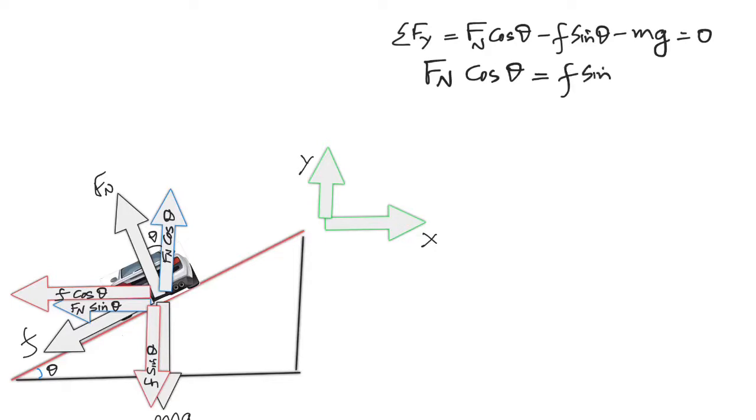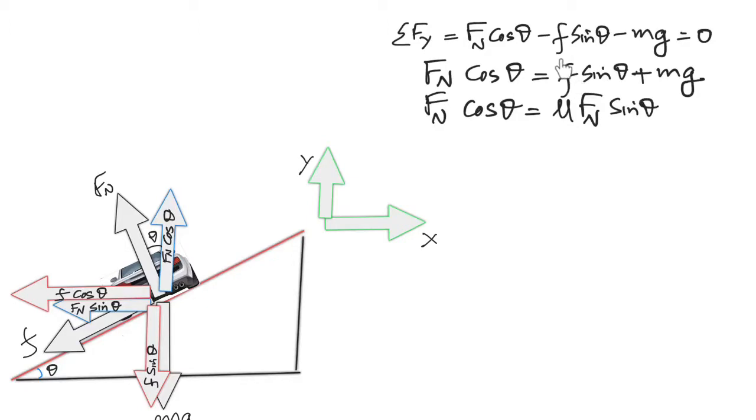And then Fn cosine theta is equal to the other 2 taken to the right side become positive. The idea here is to make Fn the subject. But before that, remember that friction is mu times Fn. So that substitution is made here. So friction is mu times Fn. And then finally, you bring this term also to the left-hand side, so it becomes negative.